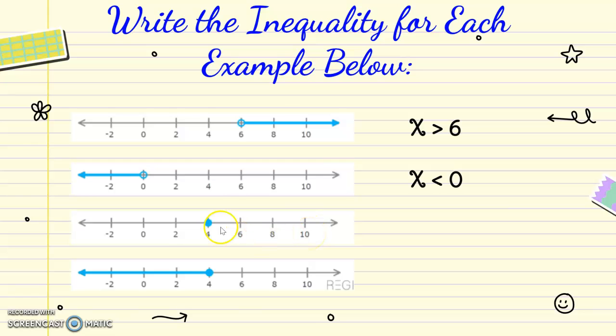The third example is interesting. It's just a closed circle, so I know it's got to be an equal to of some sort. But because there's no shading, it's x is equal to 4. And finally, the last one, I know it's going to be a less than or equal to or a greater than or equal to. But if I look at the shading, all of my shading is less than 4. So I would say x is less than or equal to 4.